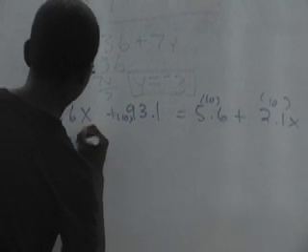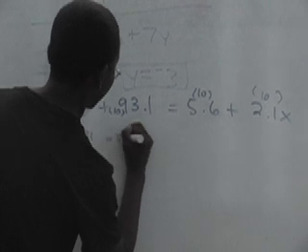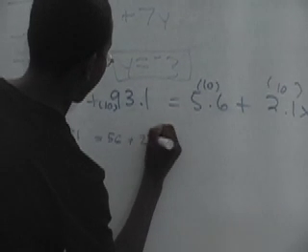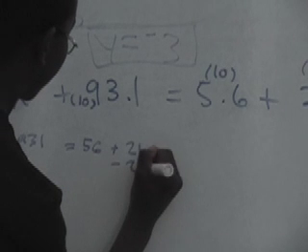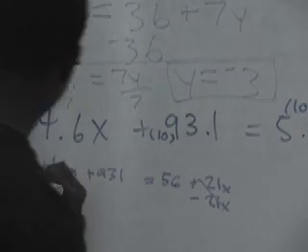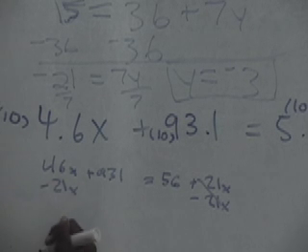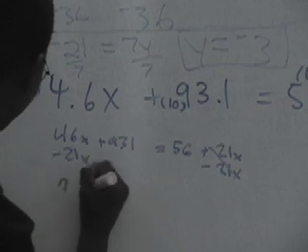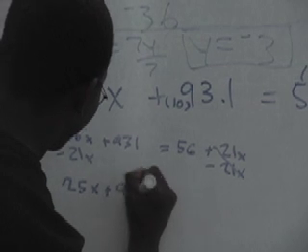X plus 931 equals 56 plus 21x. Then you subtract 21x on both sides. Okay, try to keep your head out of the camera. There you go. Step back every once in a while. Good stuff. And it's 25x plus 931. Good job.